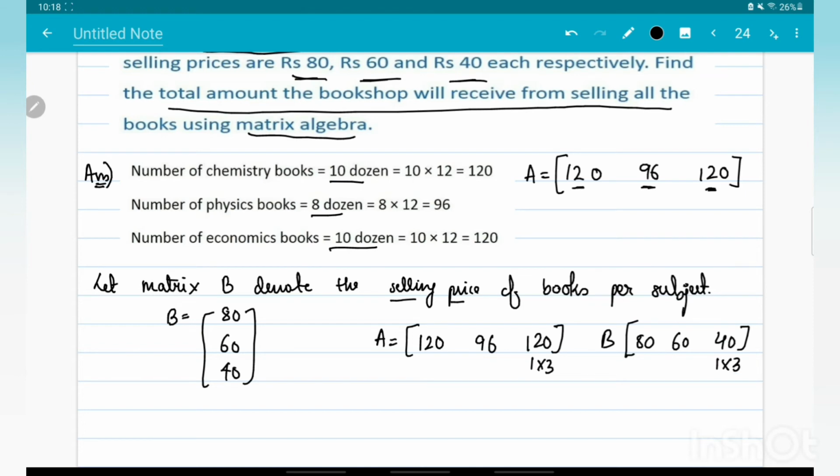Now when I try to multiply, my first step is that the number of columns of the first matrix should be equal to the number of rows of the second matrix. So if you see, this 3 is the columns of the first matrix and 1 is the number of rows of the second matrix, and 3 is not equal to 1. That means the multiplication of these two matrices is not possible.